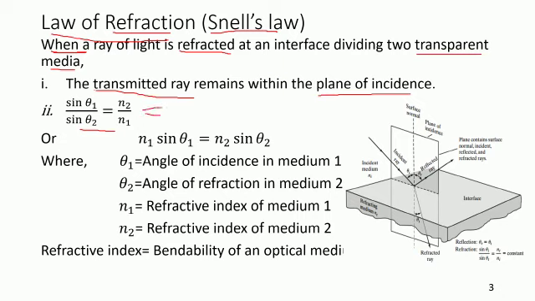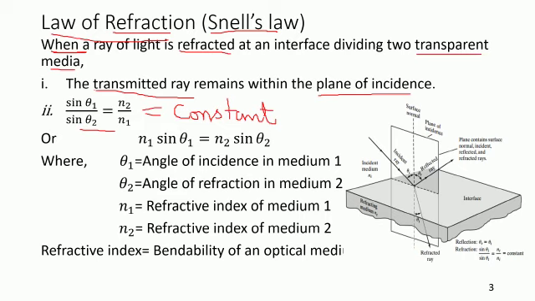Remember, this ratio of the sine of the two angles in the two media must always be a constant, and this must have a fixed value. So although the angle of incidence and the angle of refraction may change, this ratio of the sine of those angles doesn't change, it is fixed.